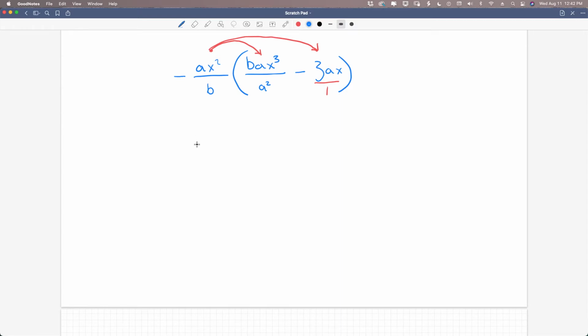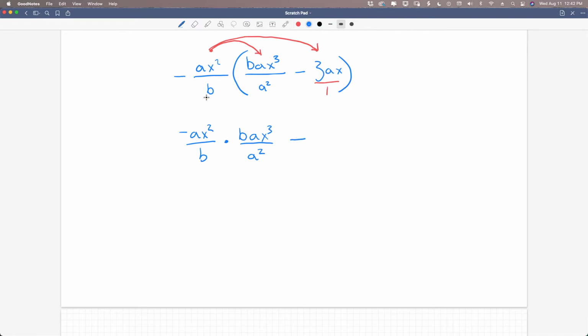So we take this one. Whenever we have a negative sign, we always apply that to the numerator, not the denominator. So that becomes negative ax squared over b. And we're going to multiply that times the first fraction, bax cubed over a squared. And then we're going to bring down our operator, or our operation.